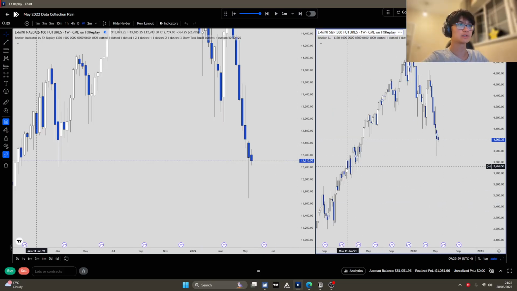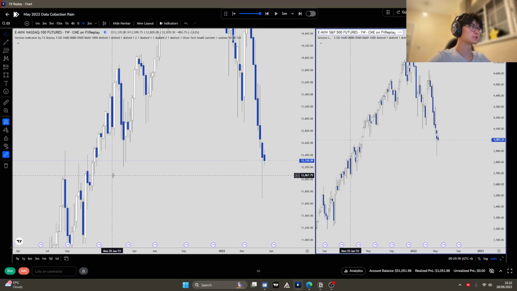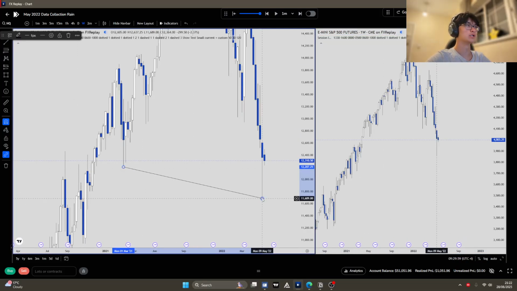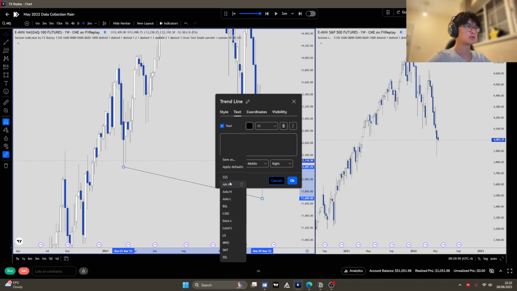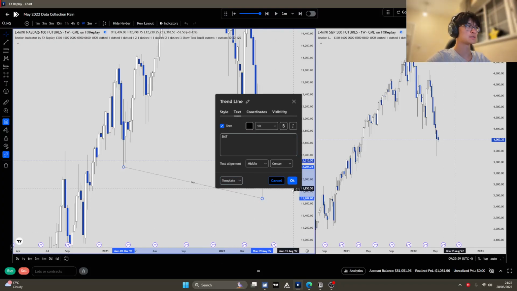Okay. So let's go back on the weekly here. We've ended up closing a really rejective, bullish candle here. We got SMT at the lows.